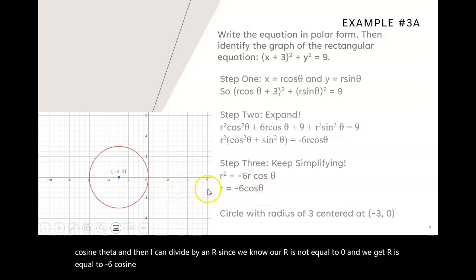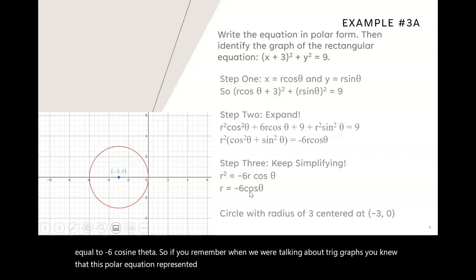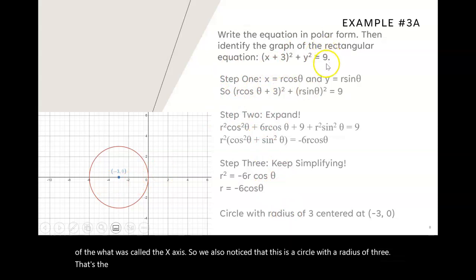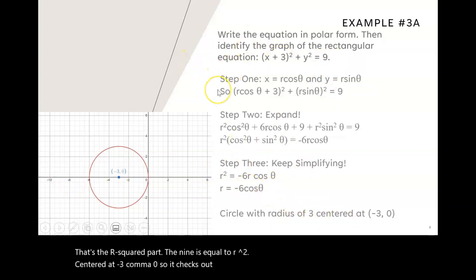If you remember when we were talking about trig graphs, you knew that this polar equation represented a circle with diameter 6 that's oriented towards the left side of what was called the x-axis. We also notice that this is a circle with a radius of 3. That's the r squared part, the 9 is equal to r squared, centered at -3 comma 0. So it checks out with what we knew before with circles.